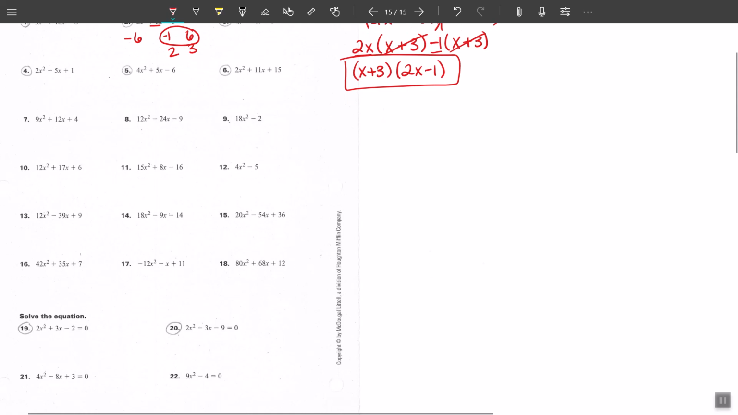All right, so moving down to 19. Number 19 and 20 asks to solve the equation. The only difference here is that they actually have set the equation equal to 0, which means we can solve for x. We can actually solve for the roots, where this parabola, where this quadratic equation is going to cross the x-axis. So we're going to get the x-intercepts in the end.